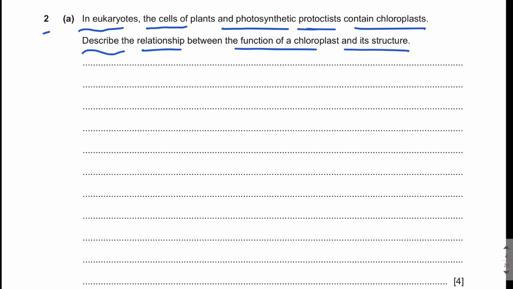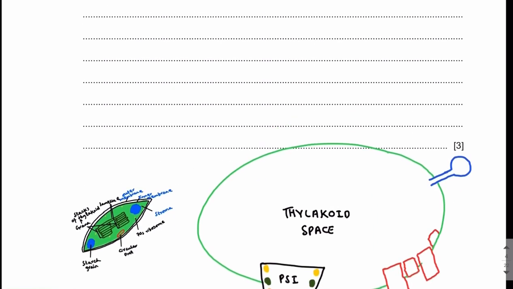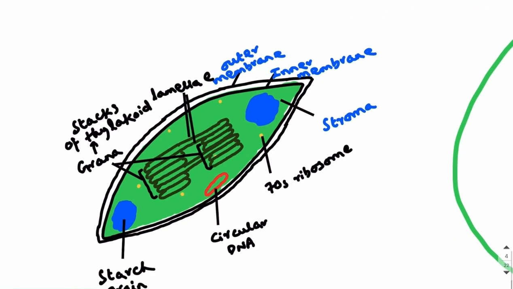So guys, what we have to do in this question is link the structure of chloroplast to its function. So we need to highlight different parts of the chloroplast and relate those parts with the function of the chloroplast. If we look at the chloroplast, I have drawn a mini chloroplast for you. We can see that there are different parts of the chloroplast and each part is contributing to some function that the chloroplast does.